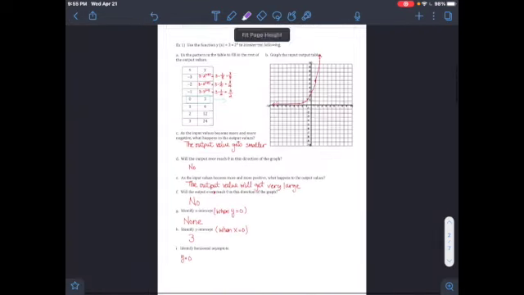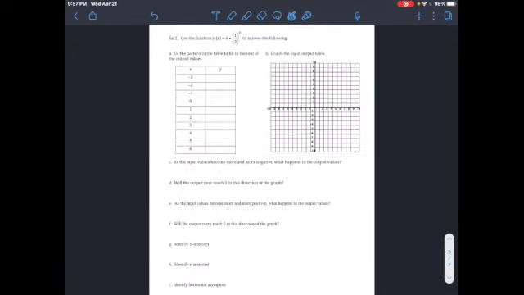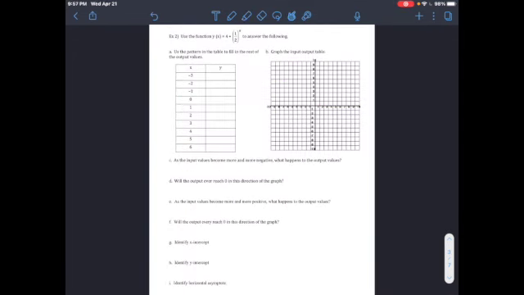So that's example number 1. And then let's take a look at example number 2. Please try example number 2 and we will discuss all the questions being asked.